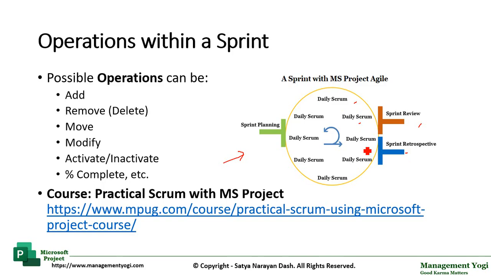The operations can be add, or addition of a new work item, new task or a new feature. The scope of the sprint is usually fixed. However, it is possible that you can add new work items. Remove or delete: you can remove an existing work item.